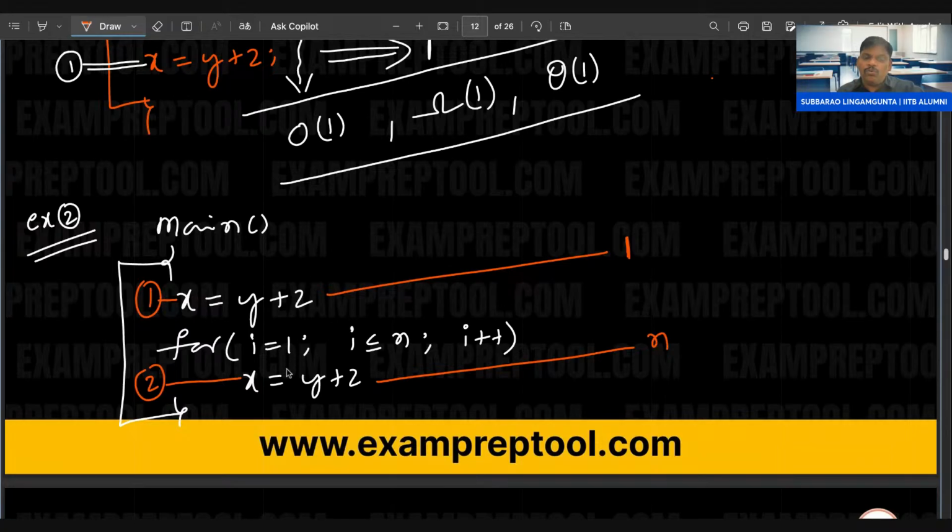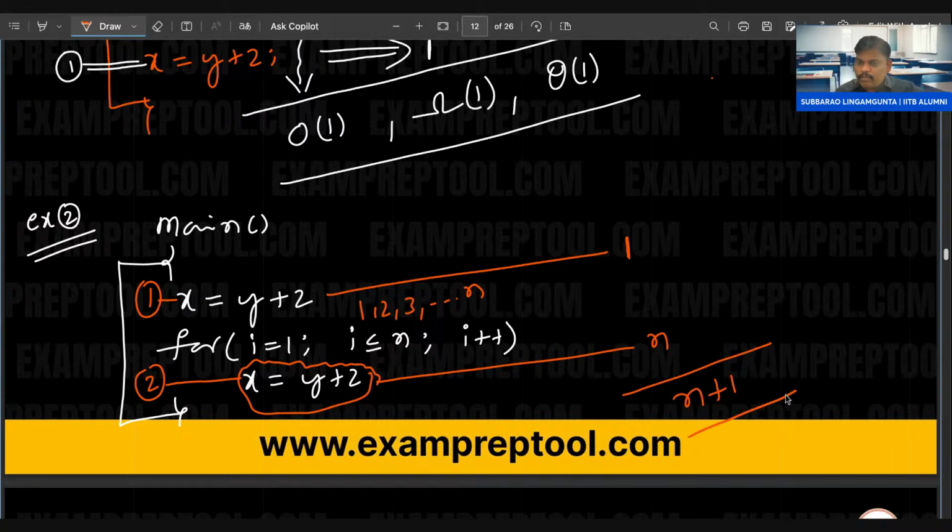I is equal to 1, the statement will execute. I is equal to 2 also, the statement will execute. I is equal to 1 executes, 2 executes, 3 executes, and so on. I is equal to n also executes. Whenever I becomes n plus 1, the condition fails and you will come out. So first statement order of magnitude is 1, second statement order of magnitude is n. So overall program order of magnitude is n plus 1.